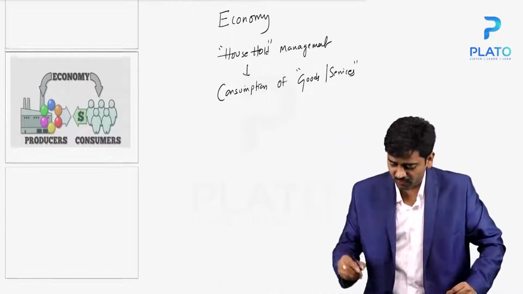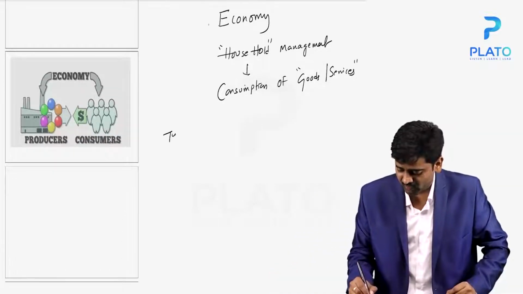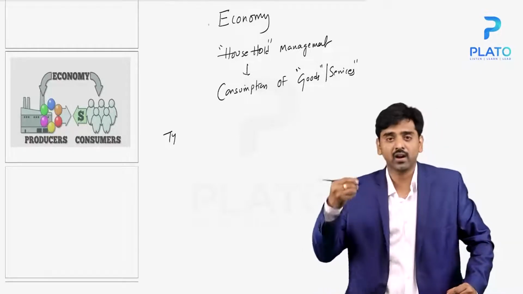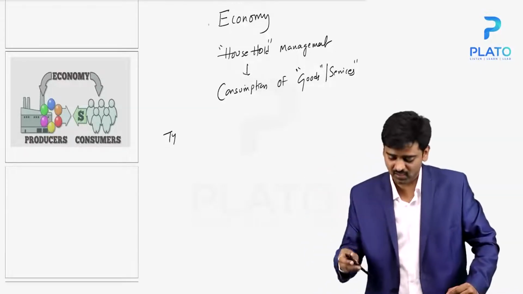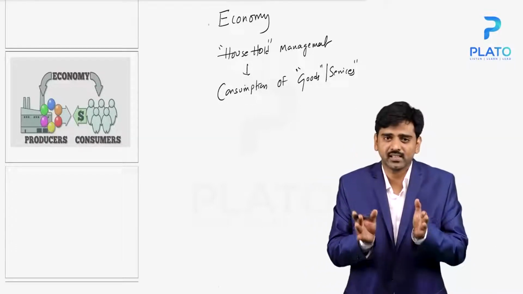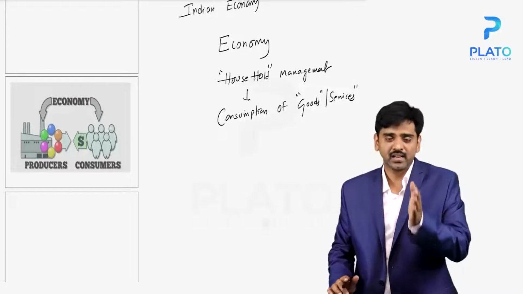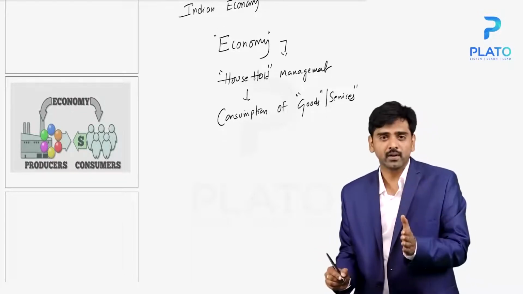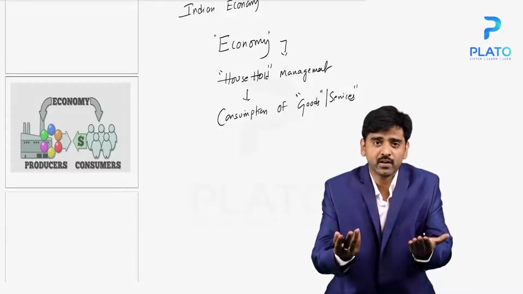So first of all, we'll discuss the types of goods. We should have a clear-cut idea about what is a good, and a clear-cut idea about what are the services. If you know the basic difference, then we can understand these types of sectors. So first of all, I should be clear what is economy and what is the economy definition. Household management. So what does household management do?